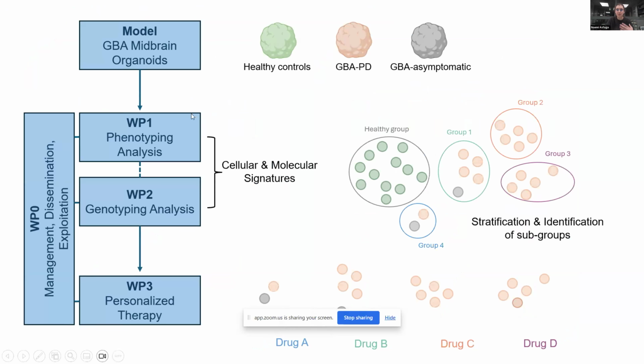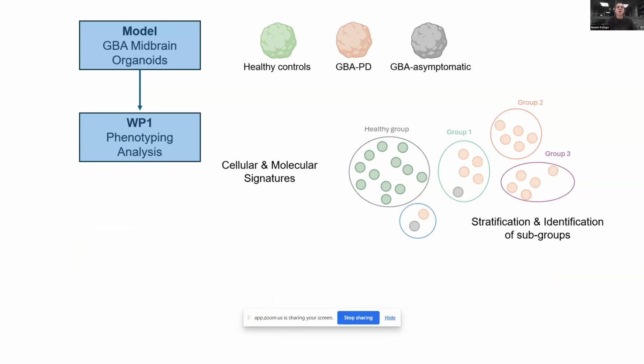To do that, the different objectives are explained here. The idea is to generate midbrain organoids from healthy controls, GBA PD patients, and GBA asymptomatic carriers. First, we will do a phenotyping analysis, and then we will combine this phenotypic analysis with a genotyping analysis to identify these profiles and subprofiles and start to adapt the treatment for each group. Today I will focus more on the first part, which is the phenotyping analysis.